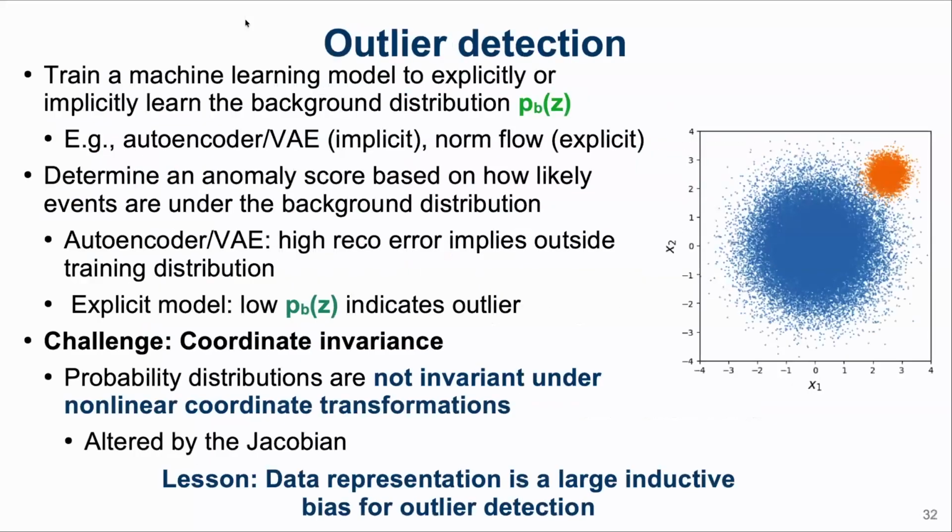The other method, which I consider the method of last resort, is outlier detection. So in here, you're not attempting to learn the likelihood ratio.